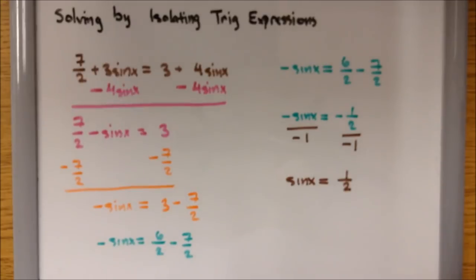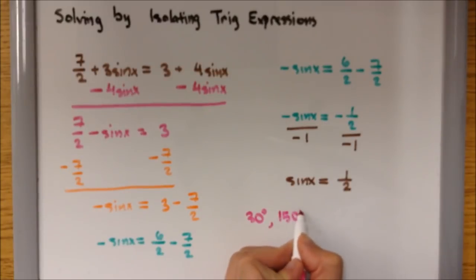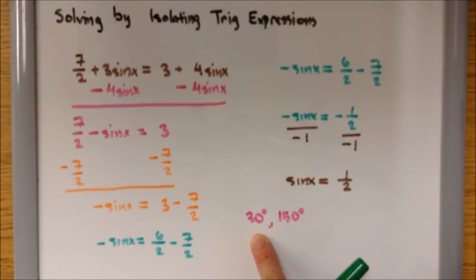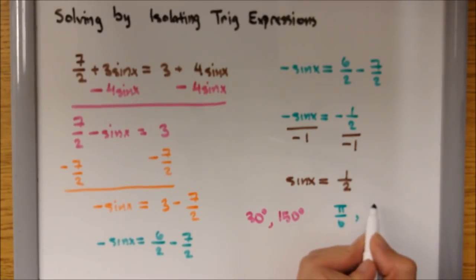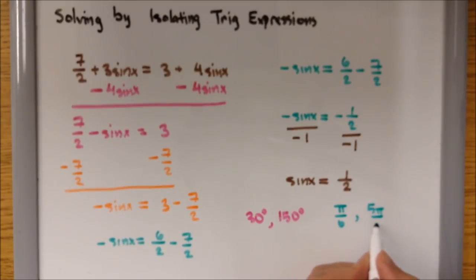So the answer for sine x equals 1/2, if I were to ask you in degrees, would be 30 degrees and 150 degrees, as shown that it appeared twice, in quadrant 1 and quadrant 2. Now if I ask you in radians, for 30 degrees, that is pi over 6. And for 150 degrees, that will be 5 pi over 6.